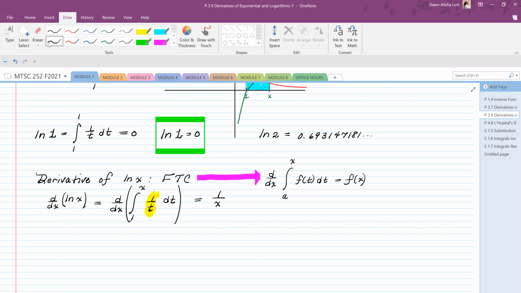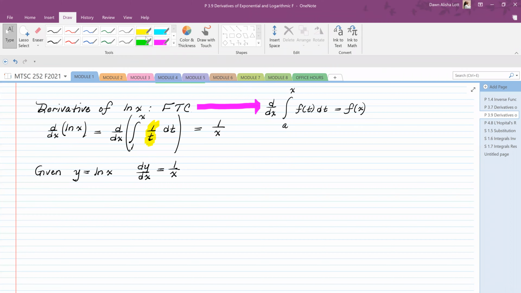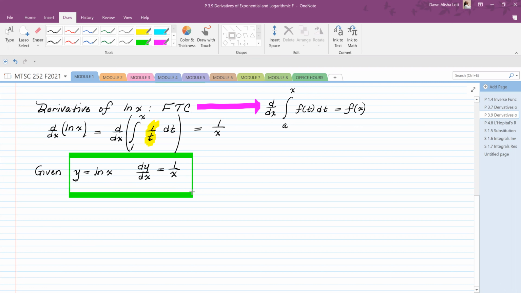So now I know the derivative. So now I have two things. The first thing I know, given y equal to the natural log of x, then its derivative dy/dx is just 1 over x. All right. So that's another very important piece of information we're going to need. So now we know how to take the derivative of this function.